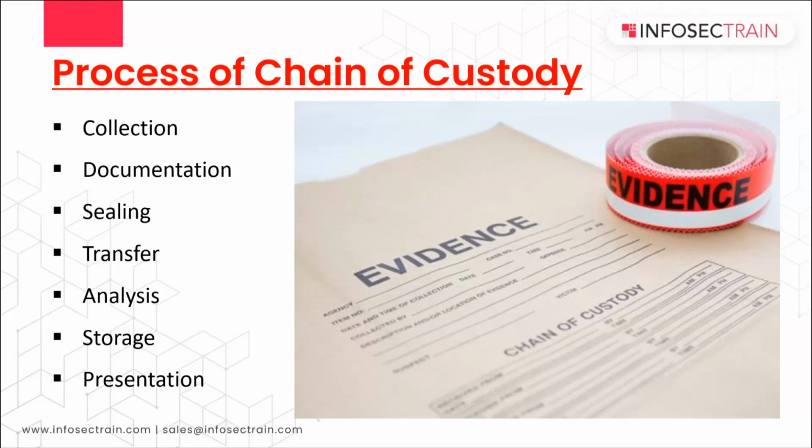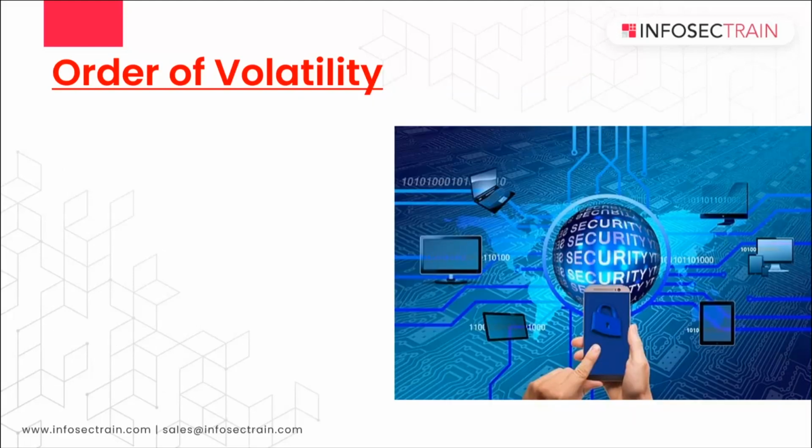Okay, then let us talk about order of volatility. Order of volatility in digital forensics refers to the process of collecting digital evidence in a way that prioritizes the most volatile or temporary data first. So prioritize the data which is the most volatile and temporary, to ensure that it is not lost or altered, right?